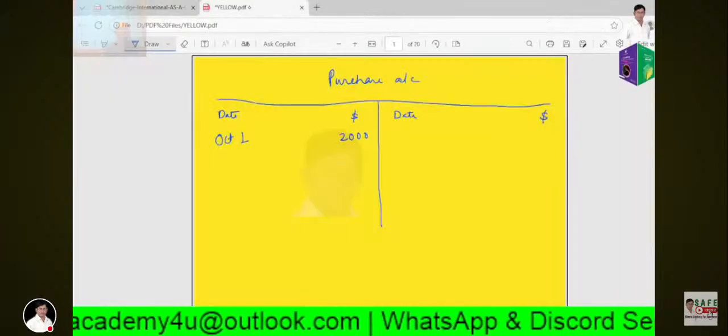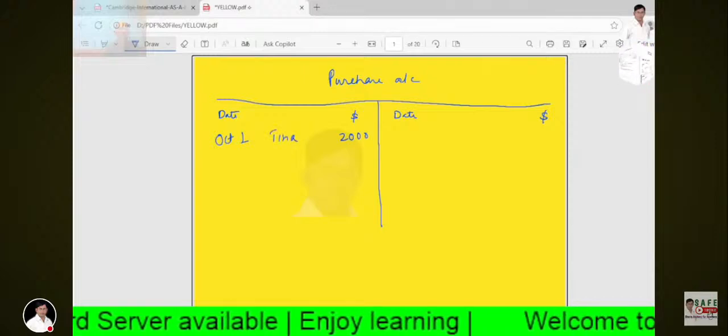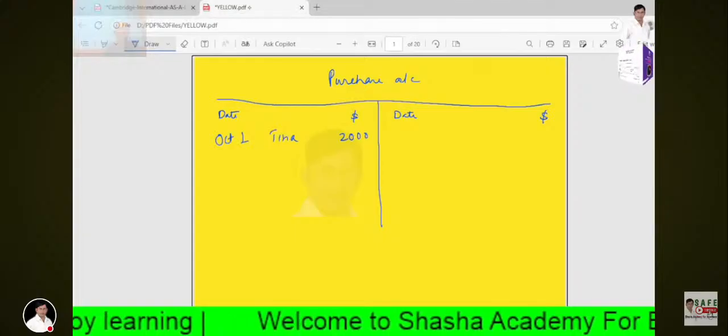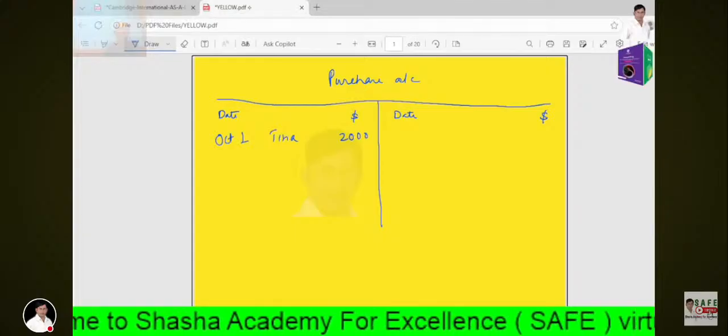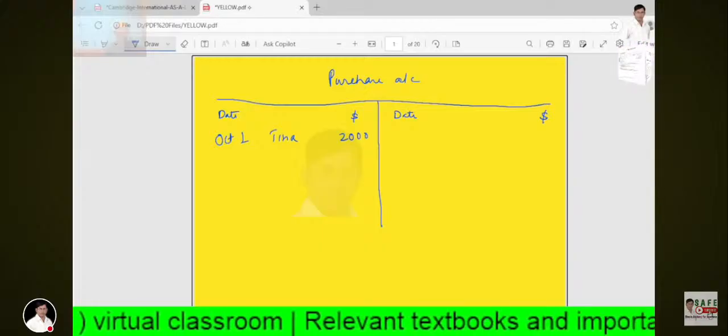So Tina account. You have purchased from Tina. See, purchase account has been debited and Tina's account has been credited. So this is the completion of the entry. So we have to prepare Tina account.